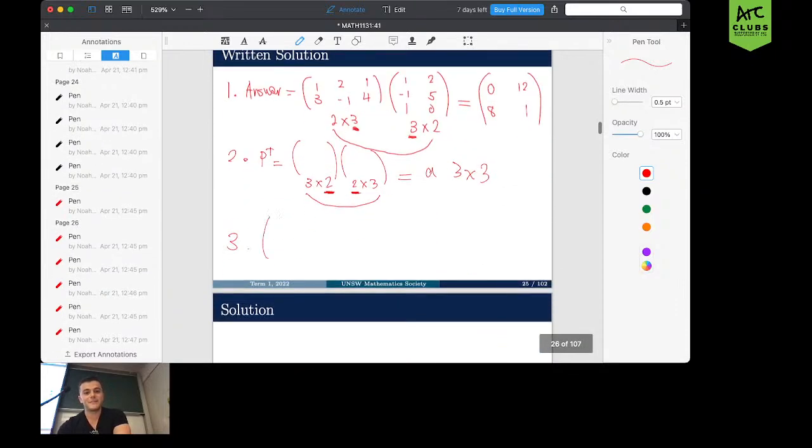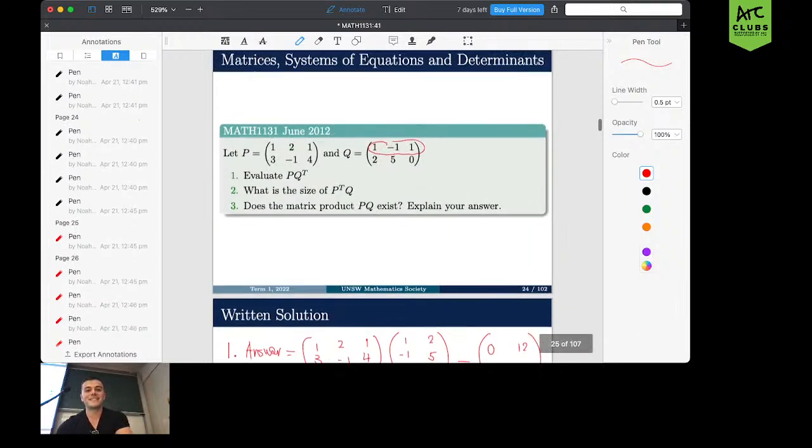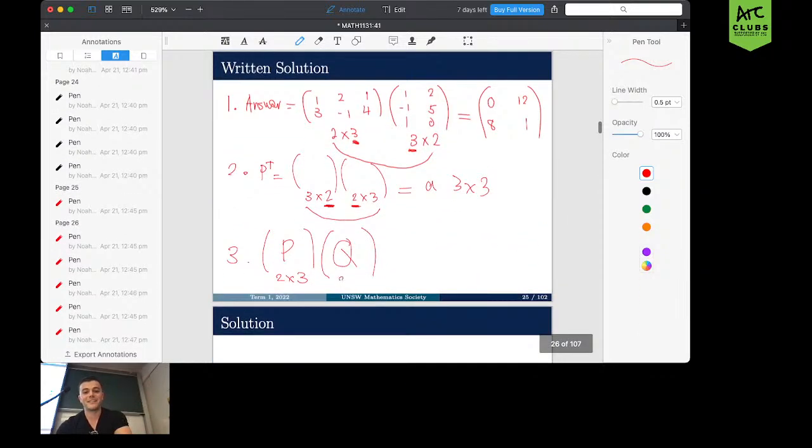Well, what is P? P is some sort of 2 by 3. Sorry, this is abhorrent notation, but hopefully you guys get the point. Q is also a 2 by 3. What's the rule with matrices? These have to match. They don't match. You can't multiply them. So PQ does not exist.